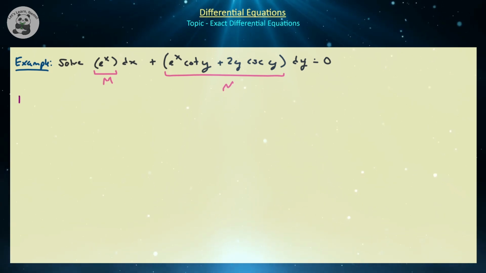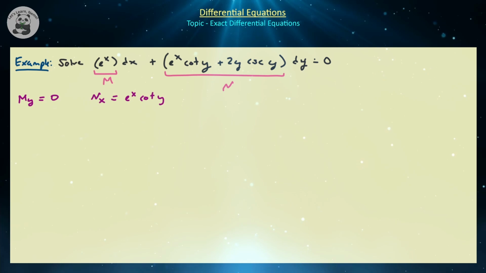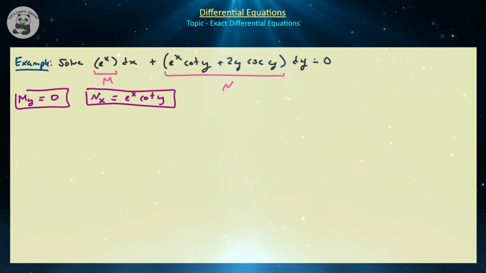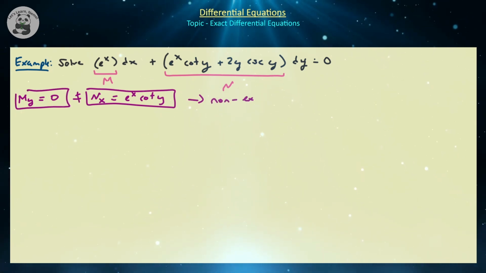So if we take the partial derivative of M with respect to y, that's going to be equal to 0, and the partial derivative of N with respect to x is going to be equal to e to the x cotangent y, and the rest of that doesn't have x in it, so that's all you get. So we have Nx here, My here, and they're not equal to each other. Therefore, this is a non-exact ODE. Right? It's not Bernoulli, it's not Riccati, it's not linear. Therefore, at least up to the present time, we don't have any methods to solve it.